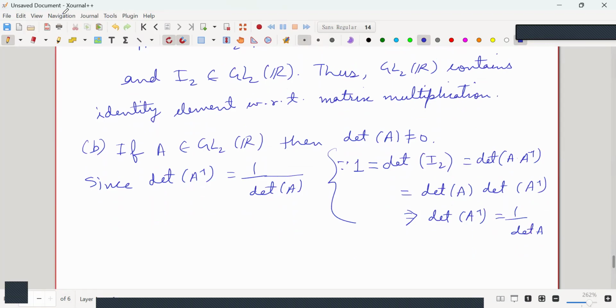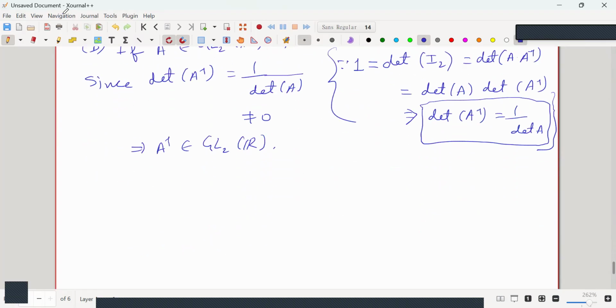Of course, we need A to be invertible. That means the determinant is non-zero. So this relation is okay. We can divide by determinant of A. There is no harm in that. So now this is non-zero. So 1 upon determinant of A is also non-zero. And this implies A inverse is inside GL2R. So GL2R is also closed under taking inverse.